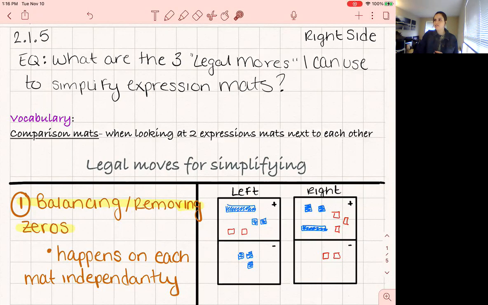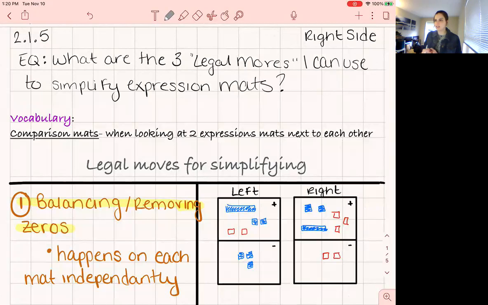So now instead of just having one mat, we have a left mat here, and you have a right mat. That is one of the 2 new things we're doing today, is now we have 2 mats. So removing zeros doesn't change. We're just going to do it on one mat, and then we're going to do it on the other mat.